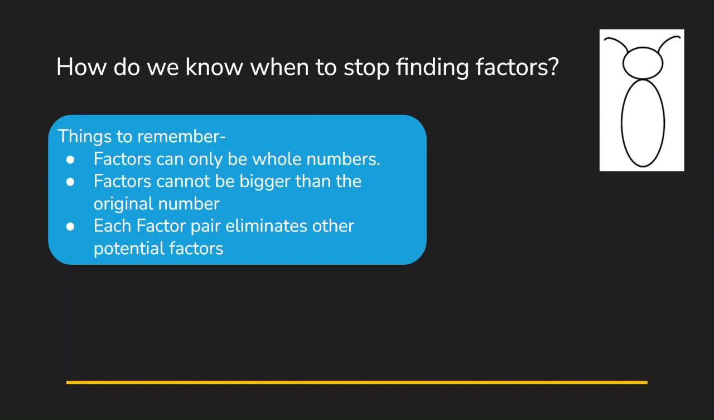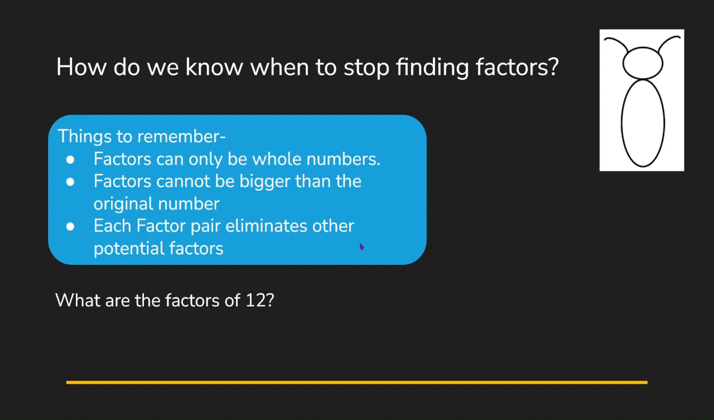Factors cannot be bigger than the original number. So if we're looking at the factors of 10, 11 is not a factor of 10 because when you divide it, you don't get a whole number. And then each factor pair eliminates other potential factors. So here is the key to figuring this out. Let's think about this question with that in mind.